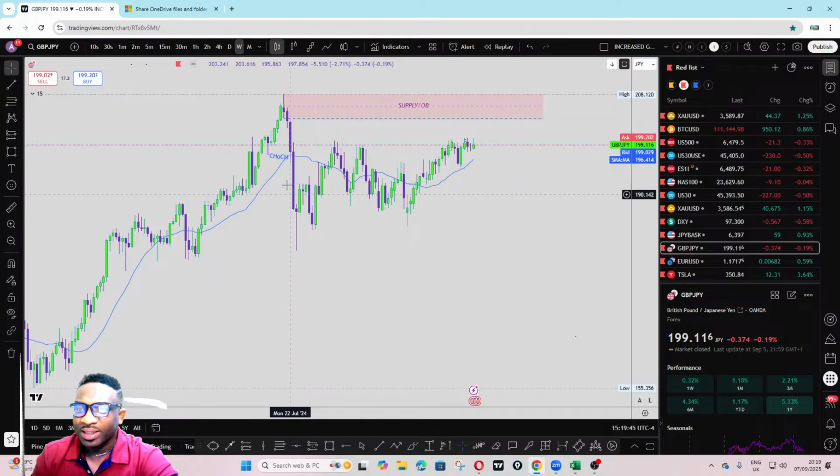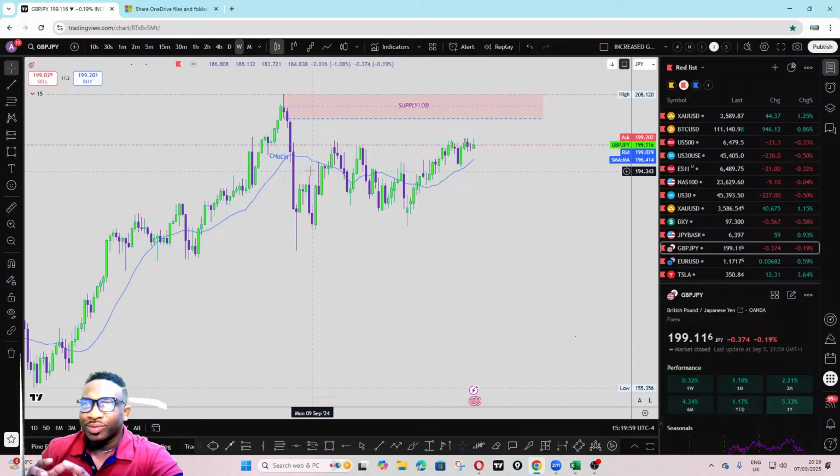So once we identify the change of character, we have to originate it. So the origin is this area. On the weekly, this is what we are looking at. For us to make the area more sniper, to make the area smaller, to give us a better risk reward, that's where we further refine it by going to the smaller time frame.